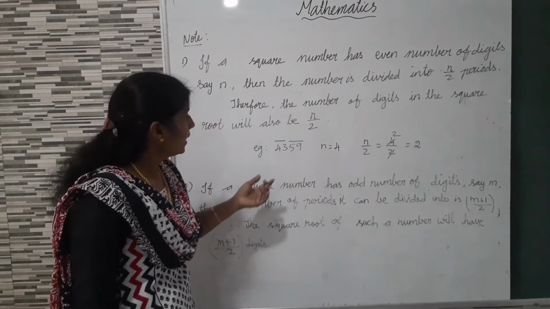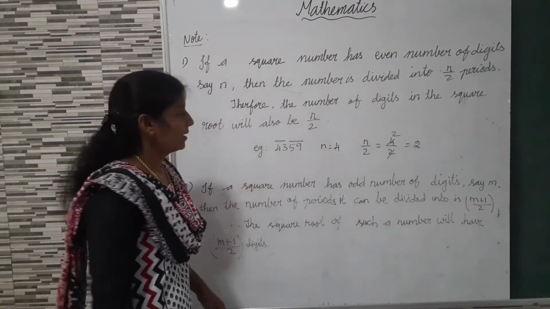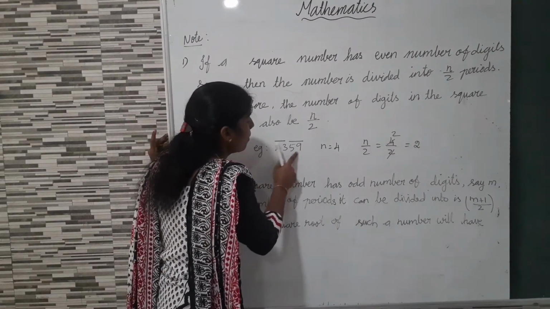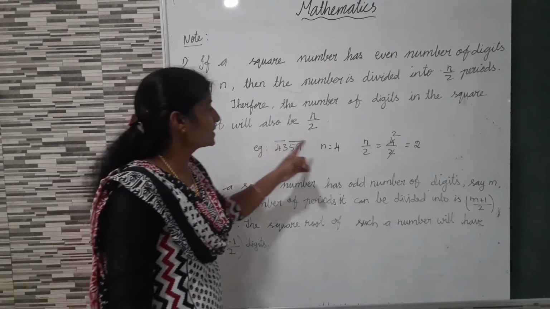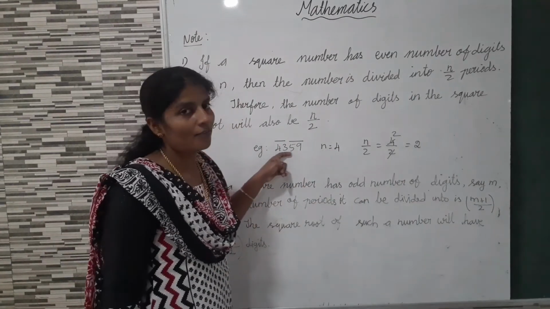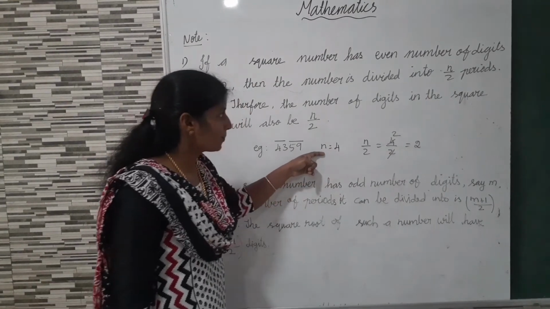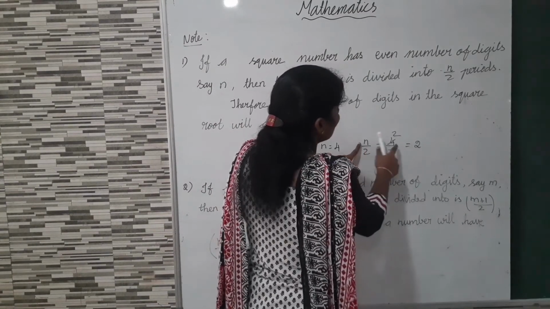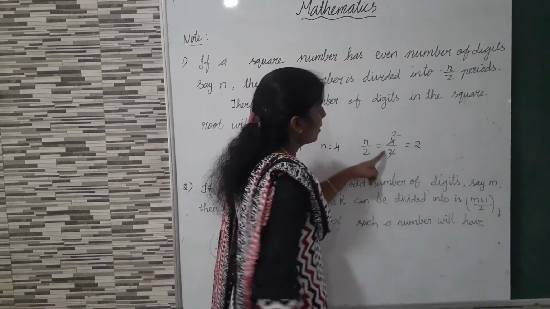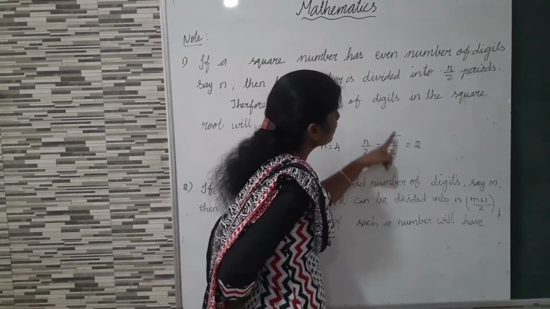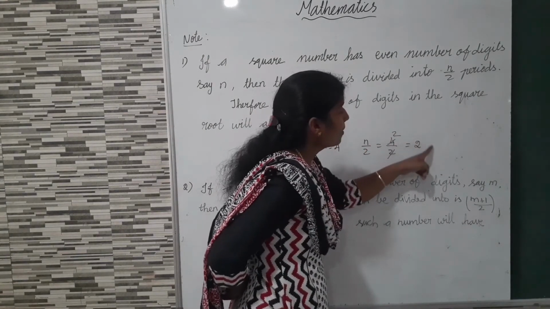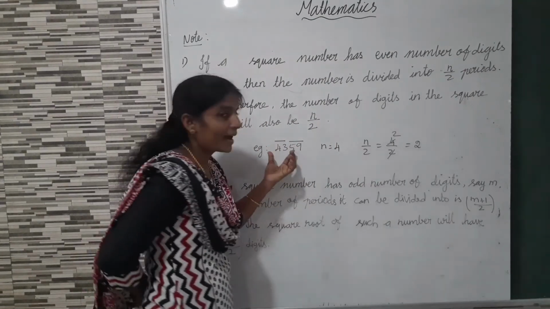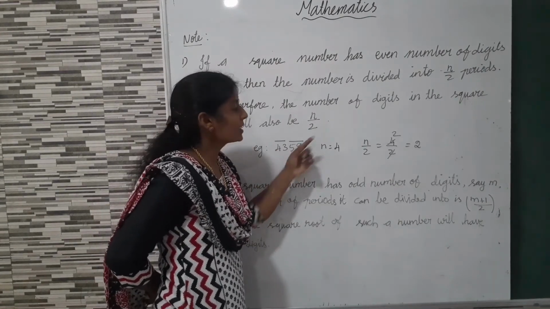For example, 4359. Now we have 2 periods. Here 1, 2, 3, 4: 4 is even, that is n. n is equal to 4, the number of digits. The formula is n by 2, so n by 2 is 4 divided by 2. Using the 2 table, 1 2 is 2, 2 2s are 4, so 2. We have 2 periods. Did you get 2 periods? Yes, suppose you find the square root using the division method.